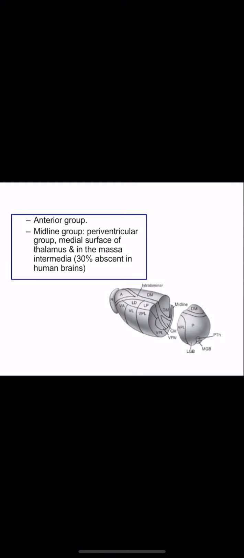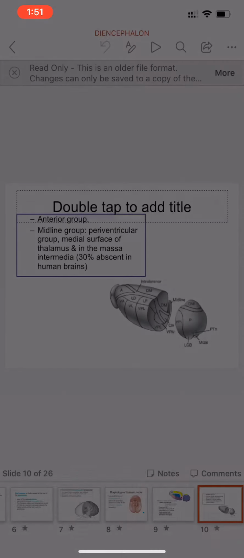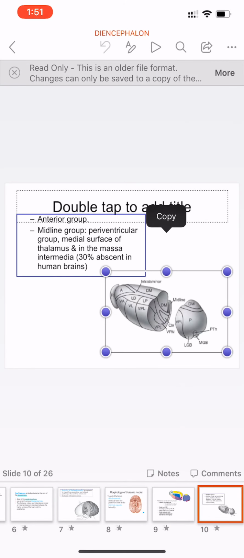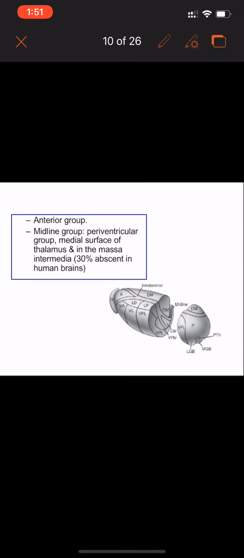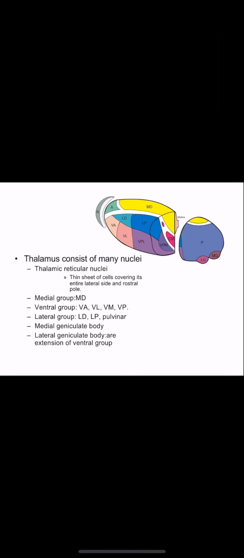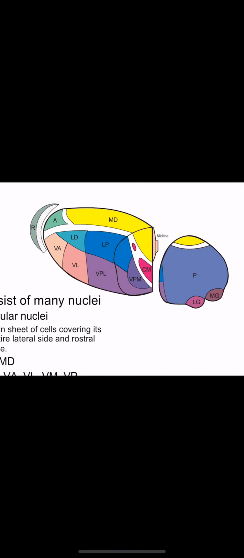The important point to be mentioned here is that the thalamus is subdivided into three main regions by what is called the Y-shaped internal lamina of white matter. And within this white matter we have a group of nuclei called intralaminar nuclei.